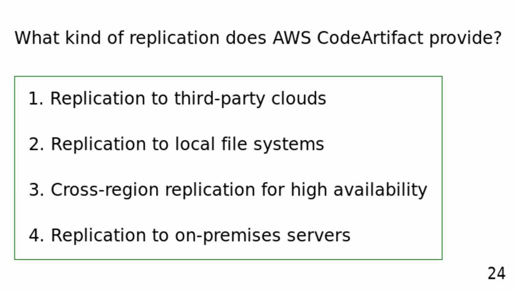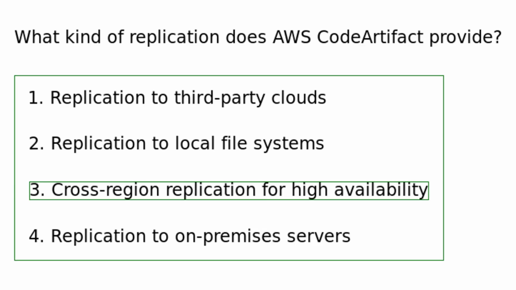What kind of replication does AWS CodeArtifact provide? Replication to third-party clouds. Replication to local file systems. Cross-region replication for high availability. Replication to on-premises servers. AWS CodeArtifact provides cross-region replication to ensure high availability and redundancy of your packages.